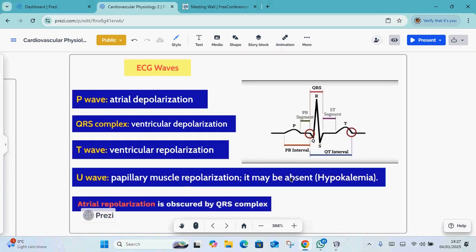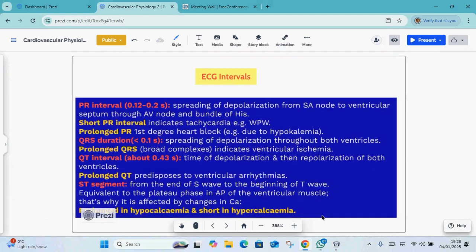Intervals, we said there are 5 intervals: PR interval, QRS interval or duration, QT interval, PR segment, and ST segment. PR interval should be less than 0.2, QRS should be less than 0.1, QT should be less than 0.43. ST segment is very important in myocardial infarction. We would like to make sure the ST segment remains at the same level as the isoelectric line, because if the ST segment goes up or down, this is a serious sign, which means myocardial ischemia or myocardial infarction. We will come to that.